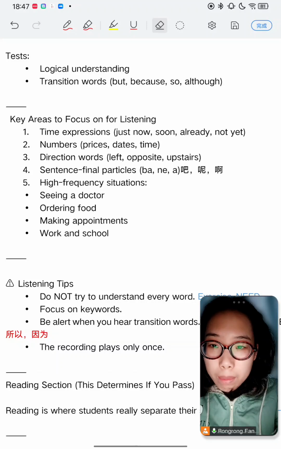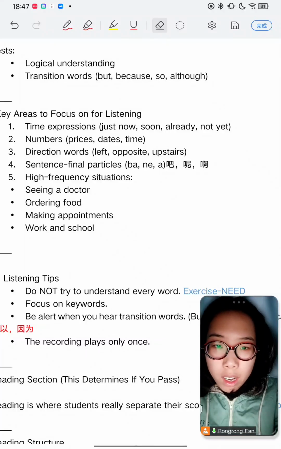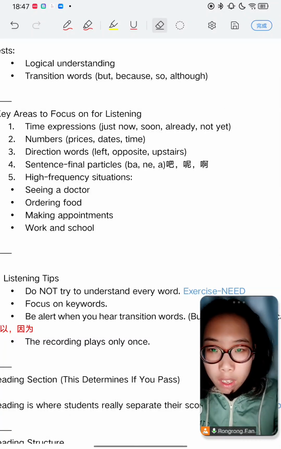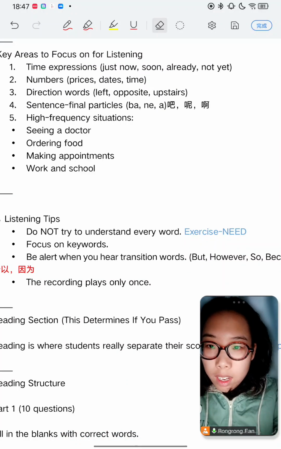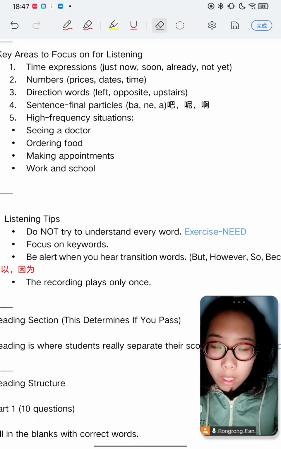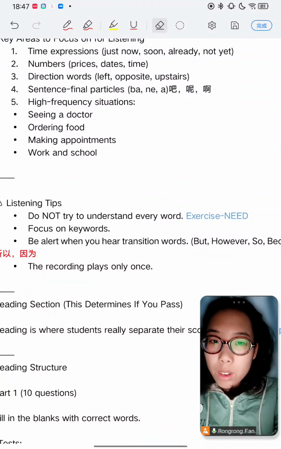I think there are some key areas to focus on for listening. For example, time expressions, like just now, soon, already, not yet. You should know how to express them in Chinese. Second, numbers. You may meet questions about prices, days, and time. Also, you should know how to express them in Chinese. Third is direction words, like turn left, turn right, the opposite, go upstairs. You should also know how to say them in Chinese.